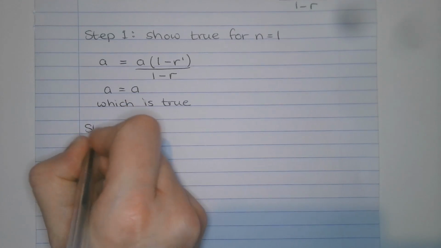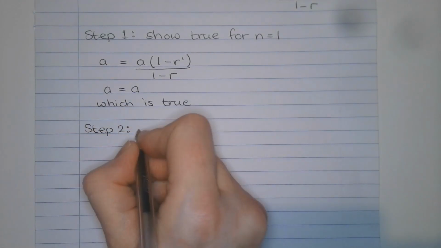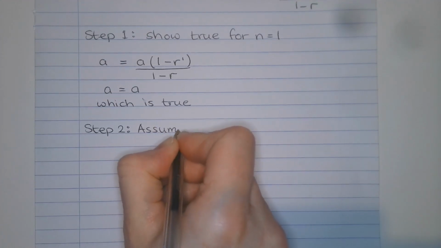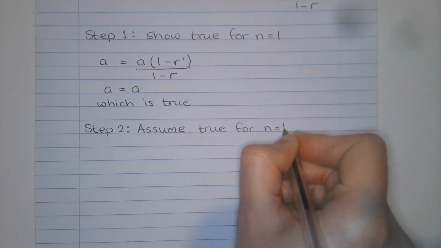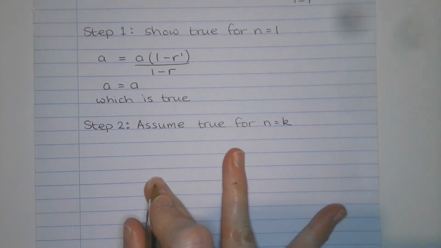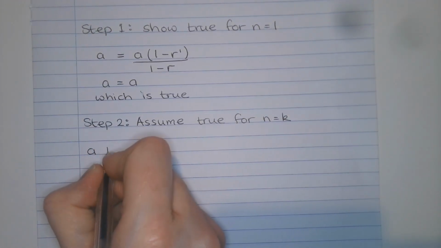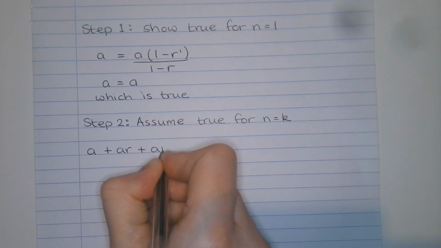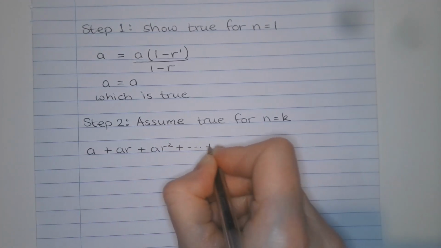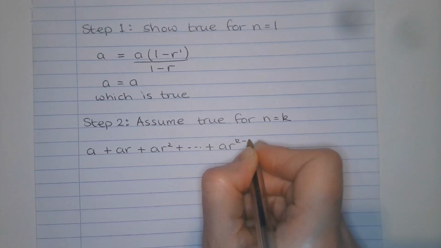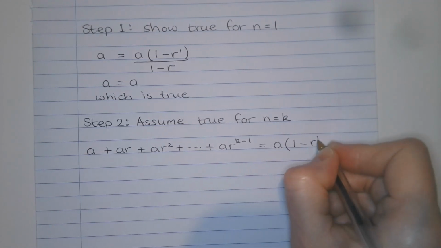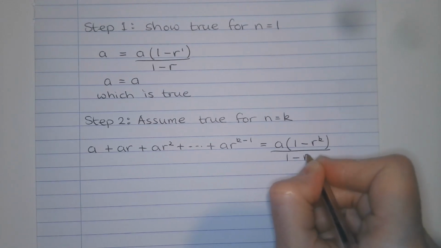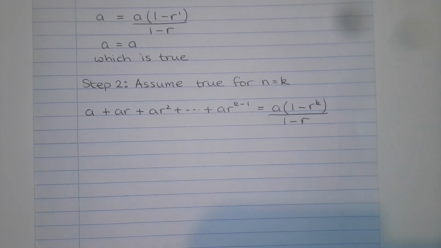Our step 2 is to assume that it is true for n equals k. Therefore, that would look like a + ar + ar^2 and so on, plus ar^(k-1) would be equal to a(1 - r^k) over 1 - r. So we are assuming it is true for n equals k.